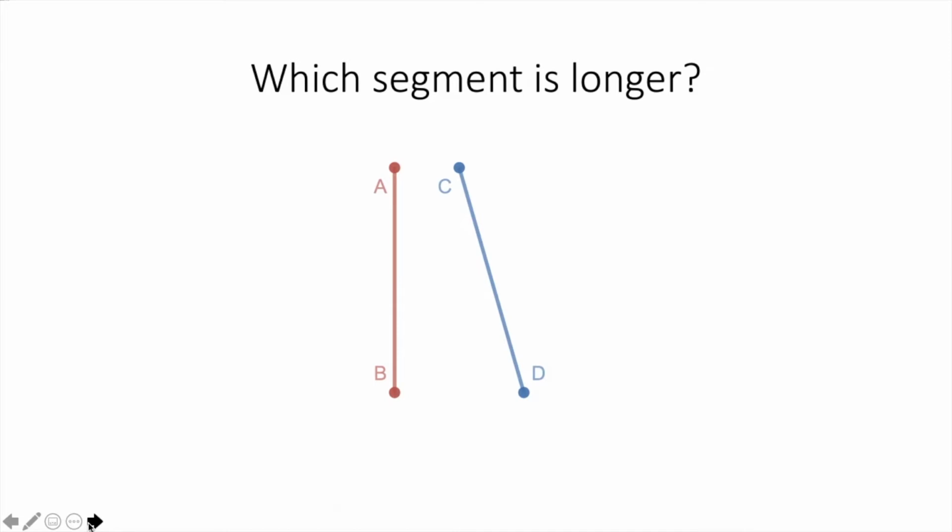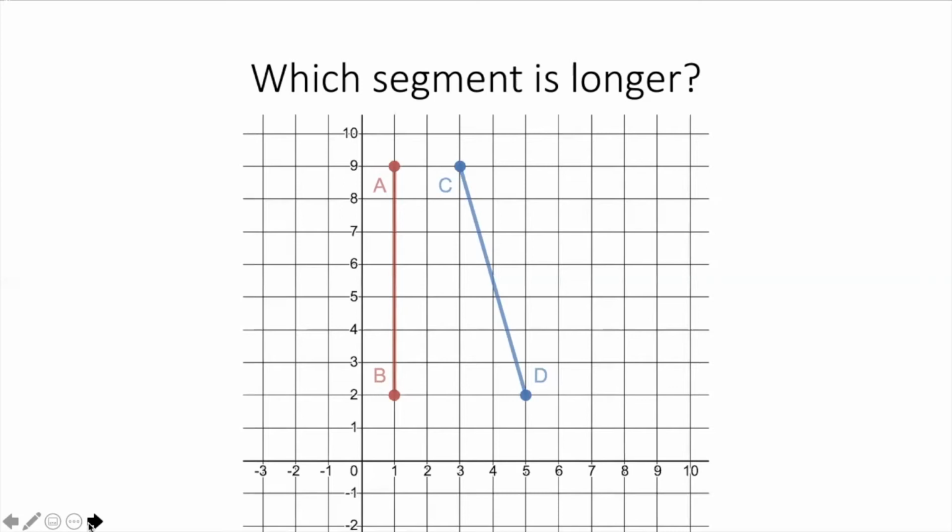And so to find the exact lengths of these line segments, if we want to put numbers to this, we could put these two line segments on a coordinate plane, and then we could calculate the length of each segment. So the red segment is perfectly vertical, so we could count how many units long this segment is. If we start here at the top, we've gone 1, 2, 3, 4, 5, 6, 7 units.